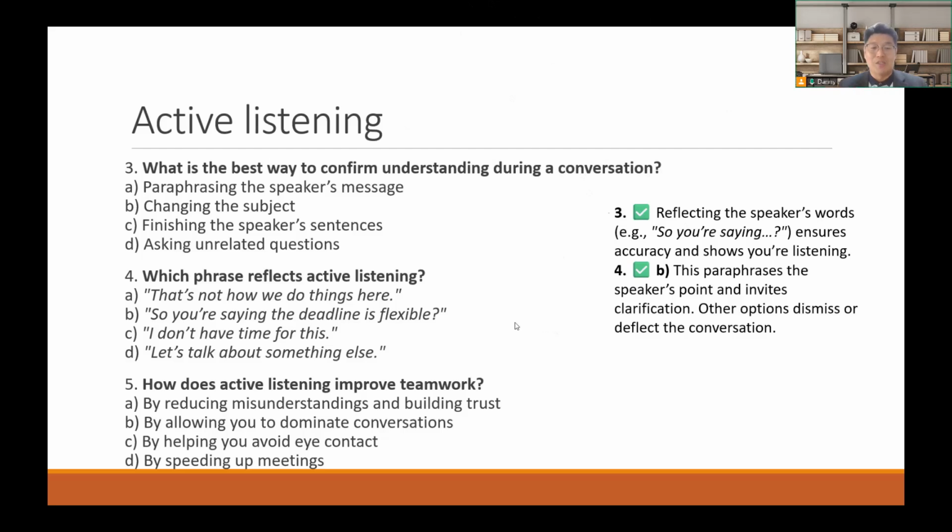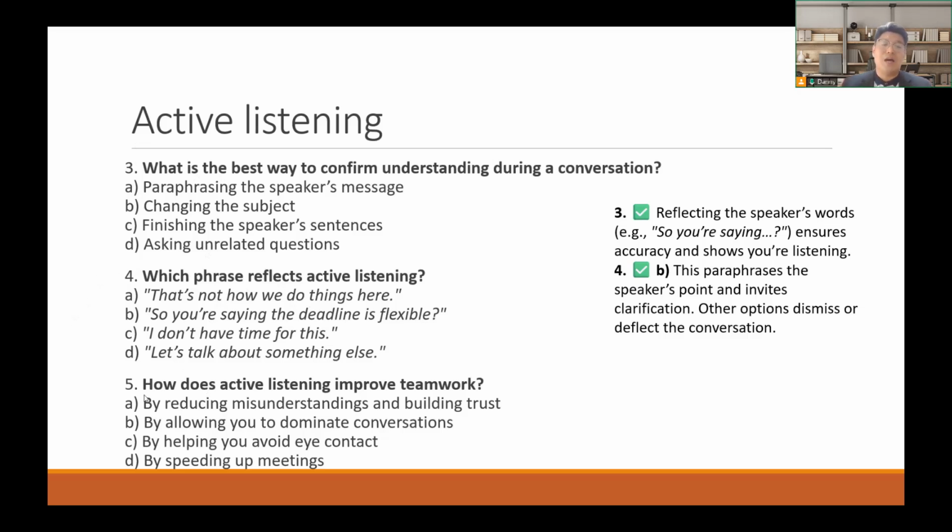This is B, okay? This is B. So you're saying the deadline is flexible, because if you try to talk about it and then give the correct information, this is a way of saying that you understand it, similar to number 3. So B is the closest answer to this requirement.